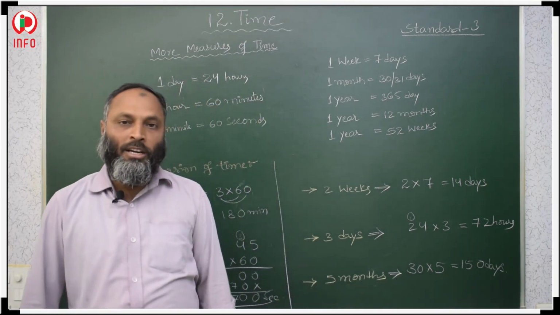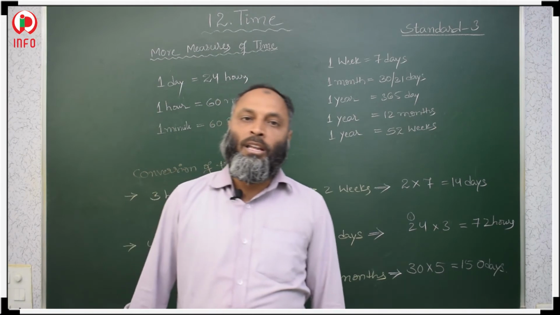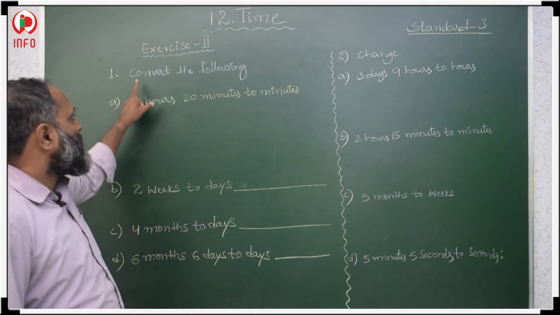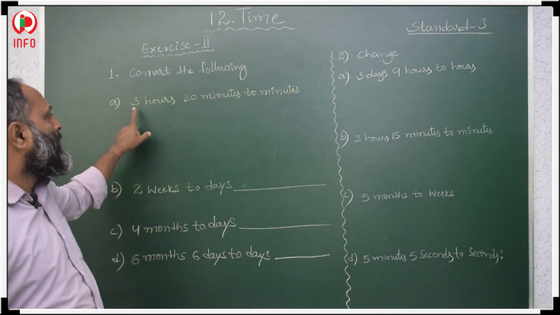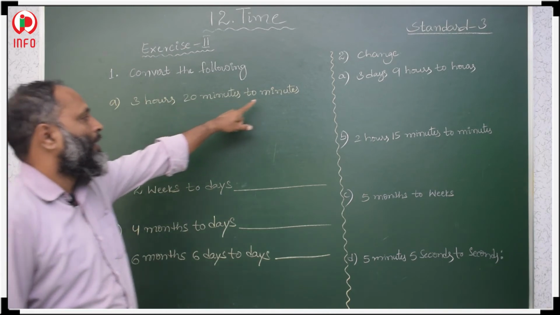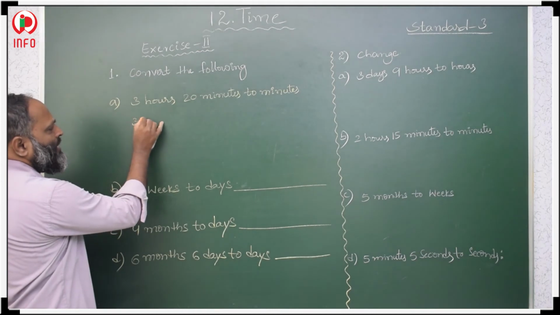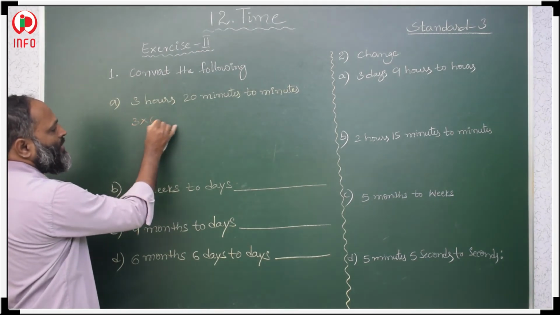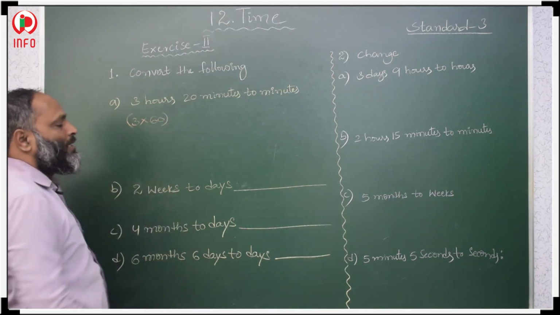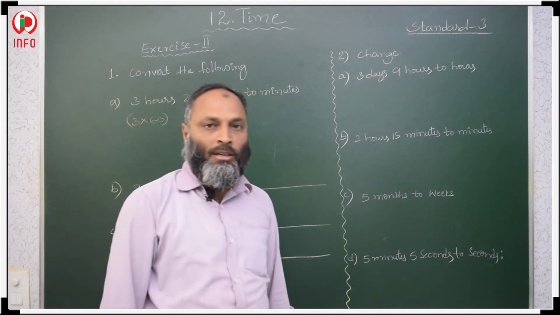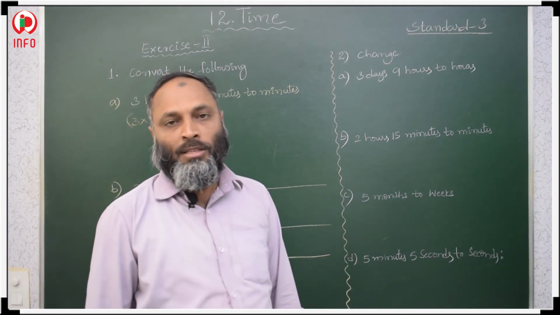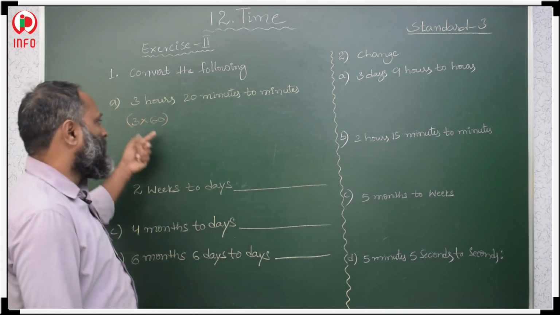So that you will get according to the given quantity. Okay. Now here, in exercise 2, convert the following. 3 hours 20 minutes we have to convert into minutes. First here, 3 hours. So how to convert hours into minutes? 3 into 60. Why are we multiplying with 60? Because 1 hour is equal to 60 minutes. So 3 hours means 3 into 60.